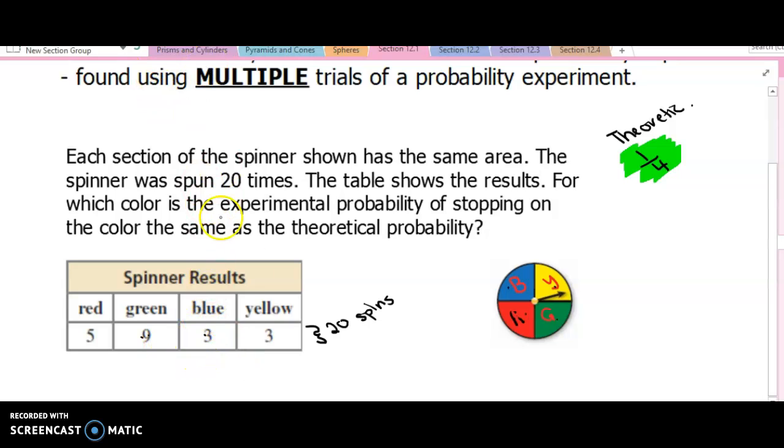So I'm going to calculate each of these probabilities. There's 20 spins, so this would be 5 out of 20. This would be 9 out of 20. This would be 3 out of 20, and this would be 3 out of 20. Well, 3 out of 20 doesn't reduce, 9 out of 20 doesn't reduce, 5 out of 20 reduces to 1/4. So red has the same theoretical probability and experimental probability in this case.